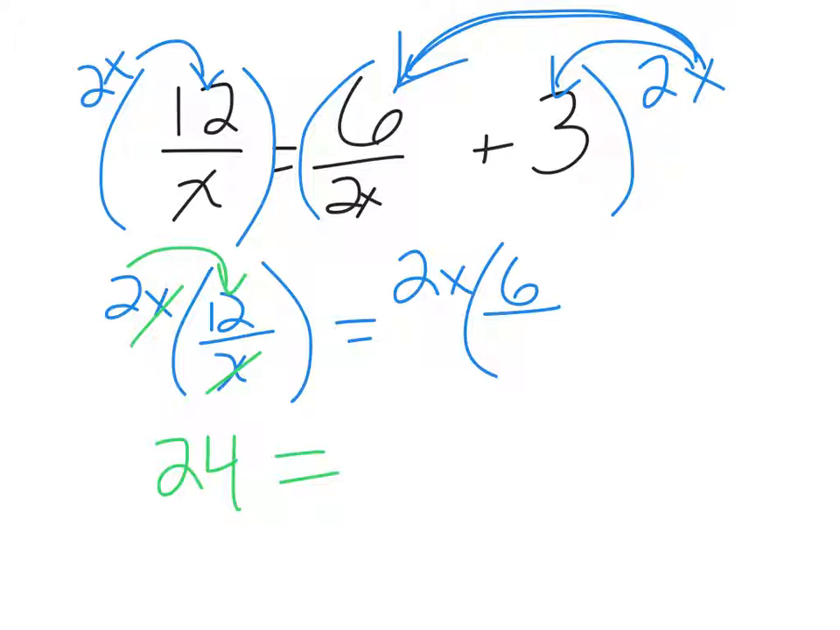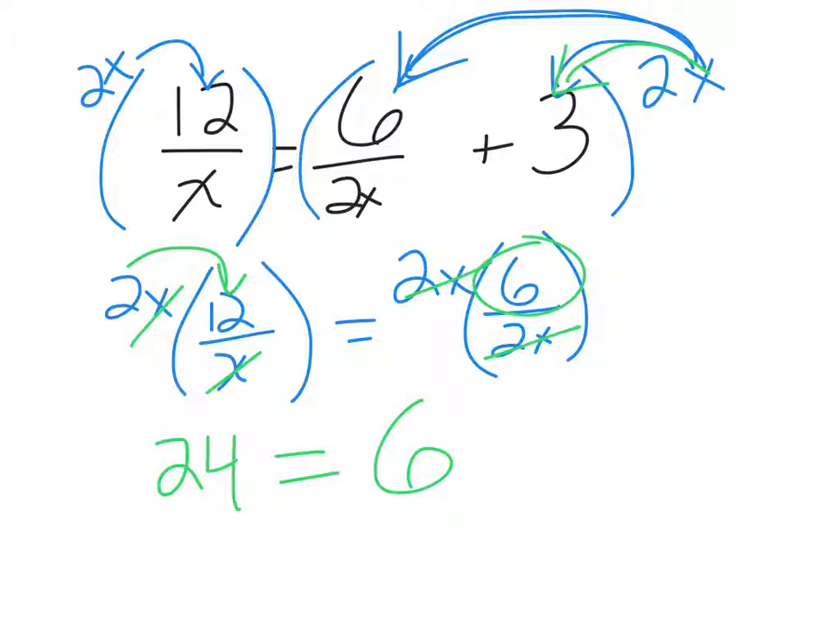6 over 2x multiplied by that 2x. Since 2x and 2x are the same and they're opposite, numerator and denominator, they will simply cancel one another out, meaning we're simply left with the 6. So that's it. But don't forget, 2x does need to be distributed to that 3.